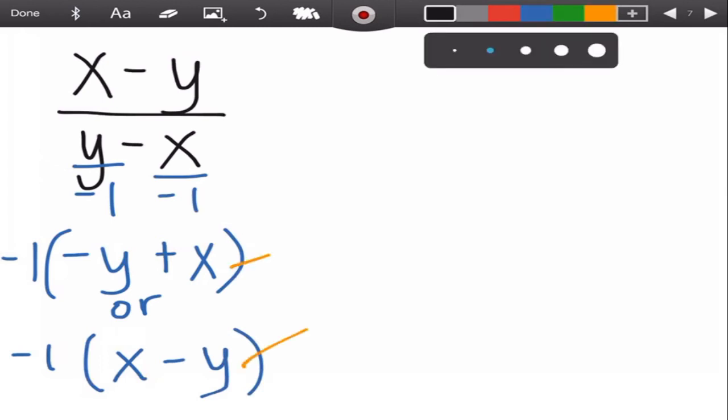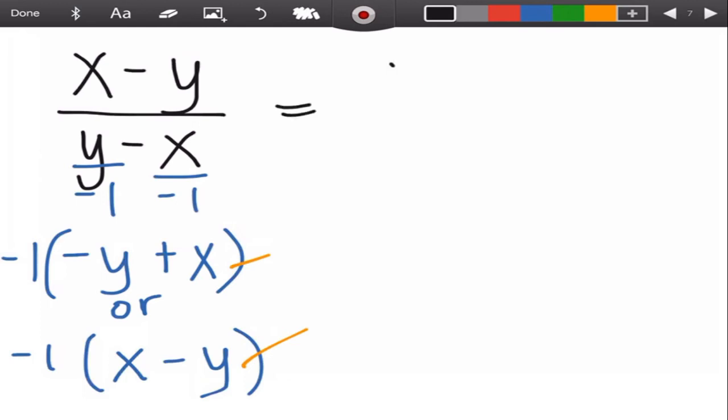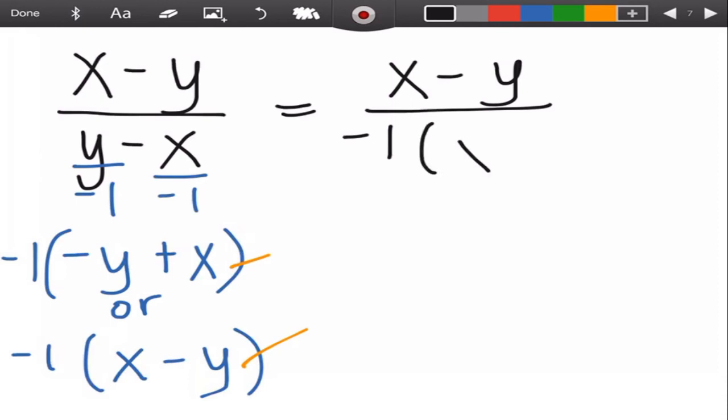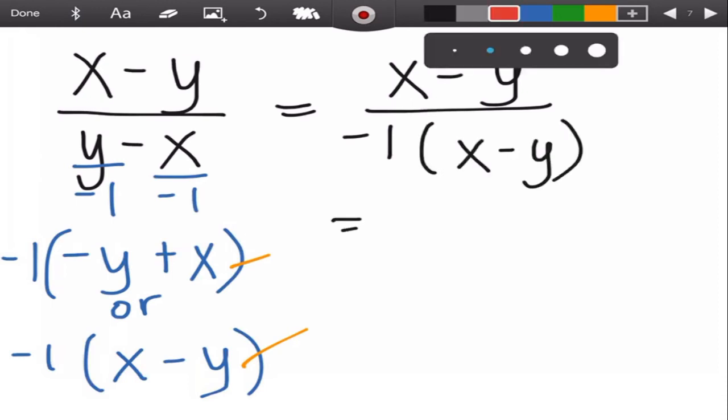You look at the signs. The sign of y is negative. In the second, it is still negative. The sign of x is positive. In the second, it is still positive. So we can write this one as, you copy the numerator over our factored form in the denominator, negative 1 times x minus y. Now, do we have the same factor?